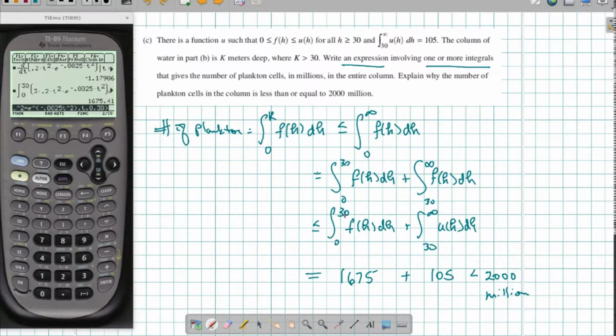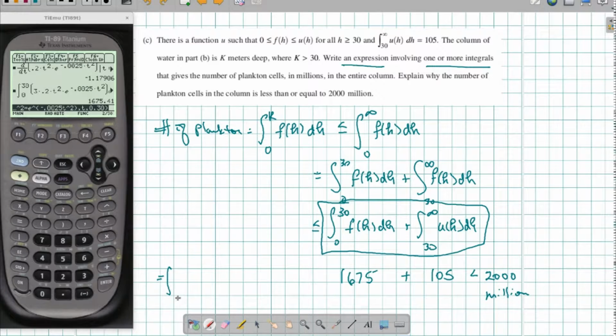So I've written an expression here using one or more integrals that gives us the plankton cells in millions. Now, if I wanted to, I could make this slightly different and write this as the integral from 0 to 30 of f of h dh plus 105. And I could say that that's going to be strictly less than, because I know this is true. Not strictly less than, just less than or equal to. So that's part C. Let's take a look at part D.